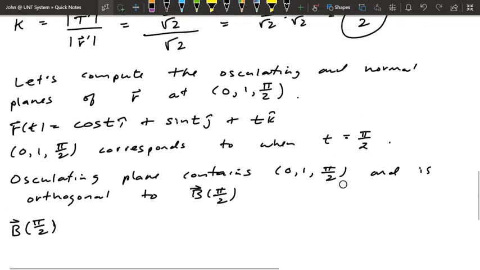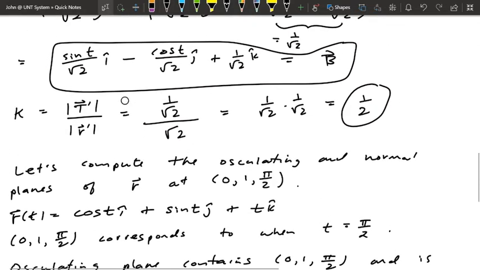So let's see, what was b? All right, so we're going to plug in t equals pi over 2. So the first component will be 1 over root 2. The second one is 0. Cosine pi over 2 is 0. And the third one is 1 over root 2. So again, that's 1 over root 2 on both the i and k components.